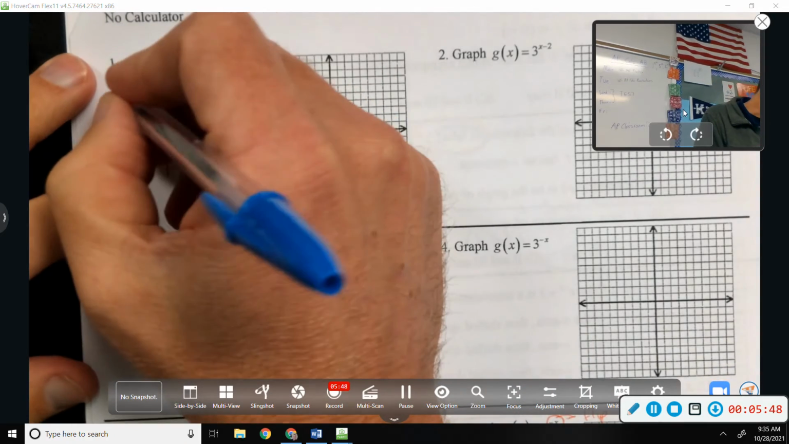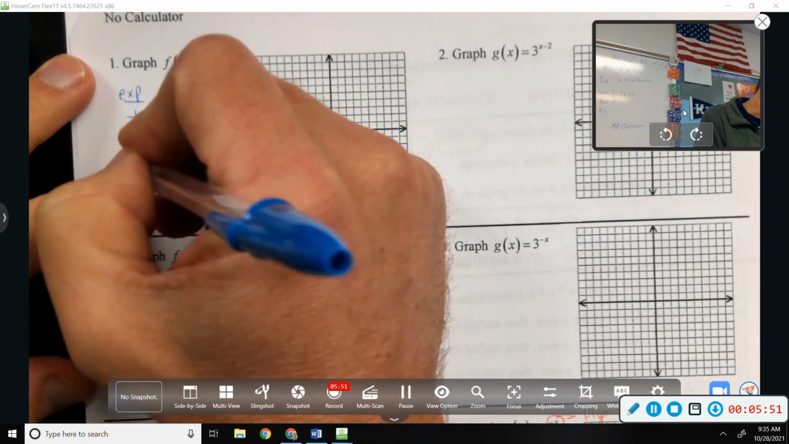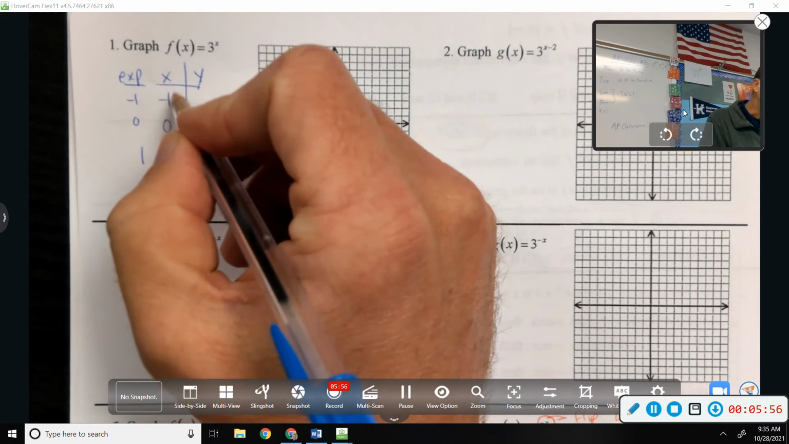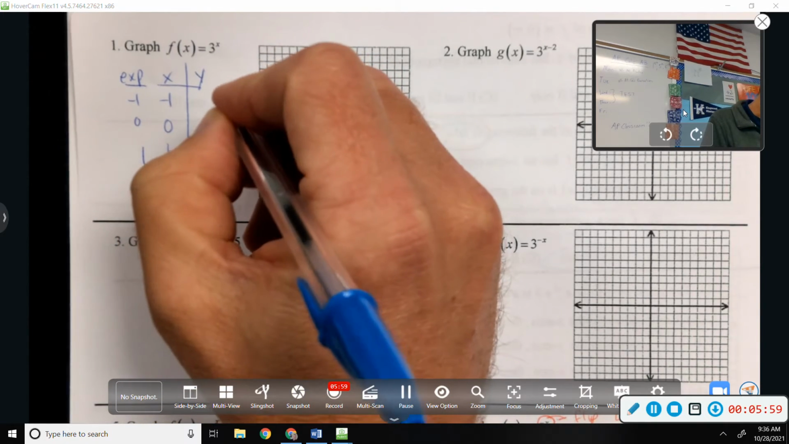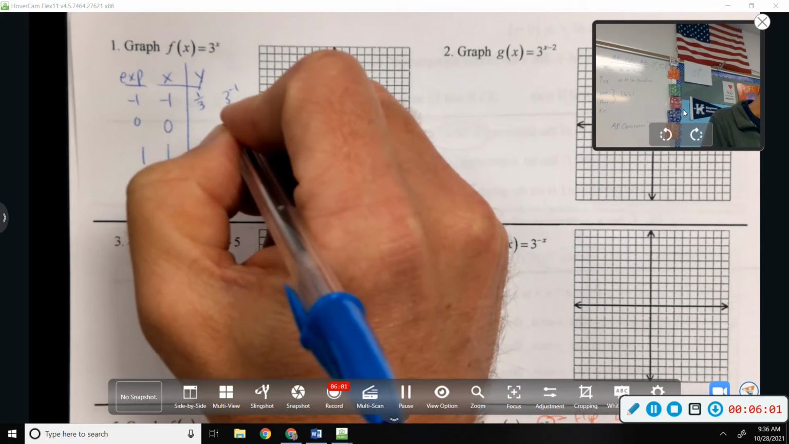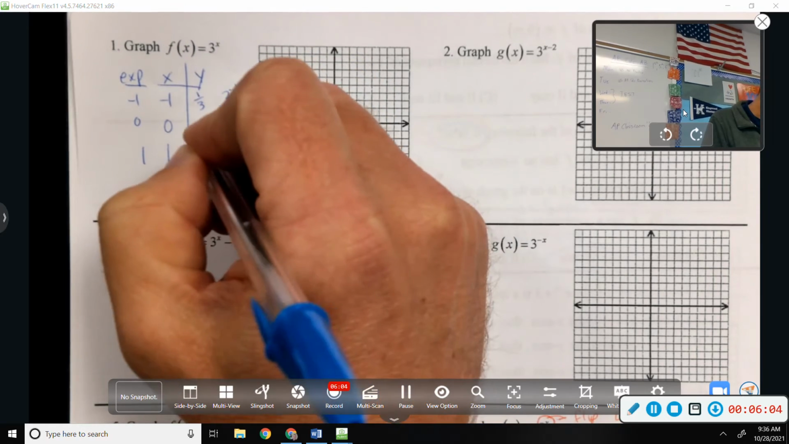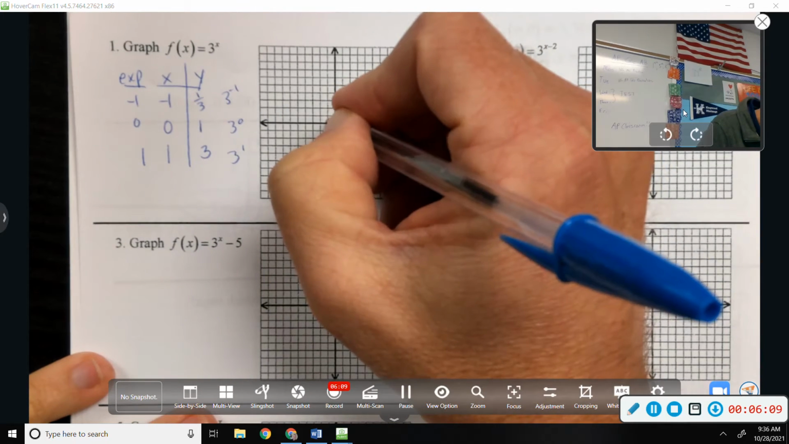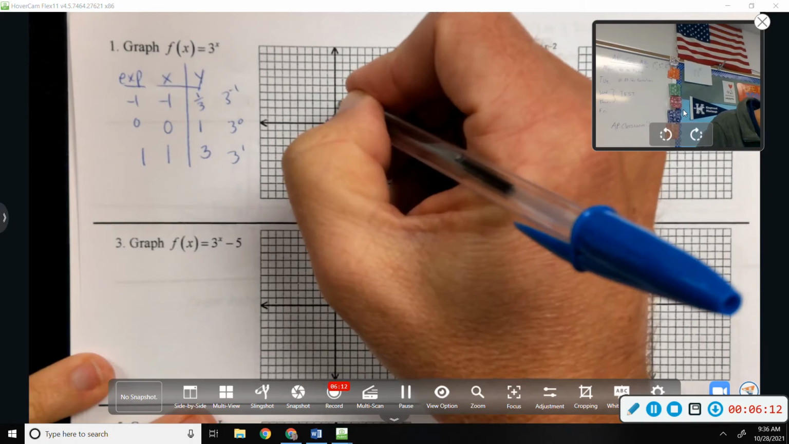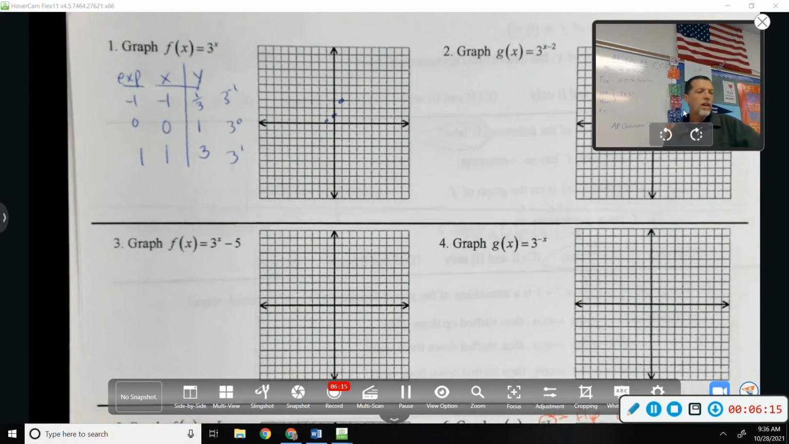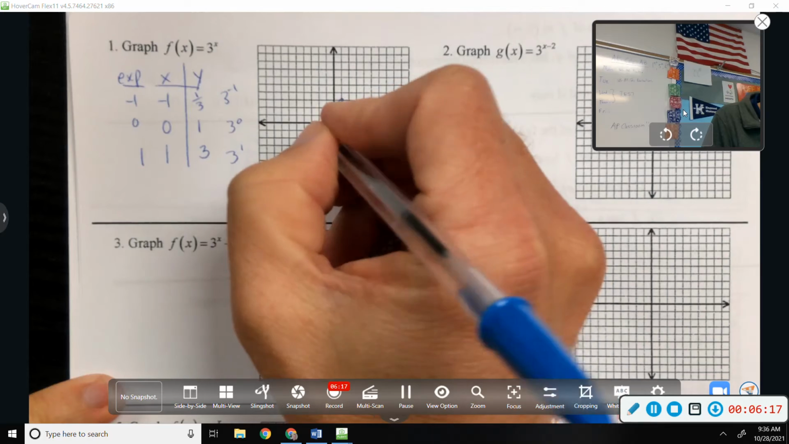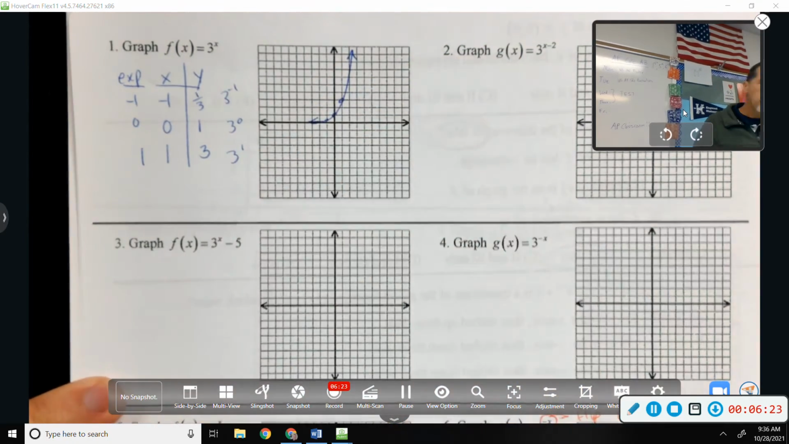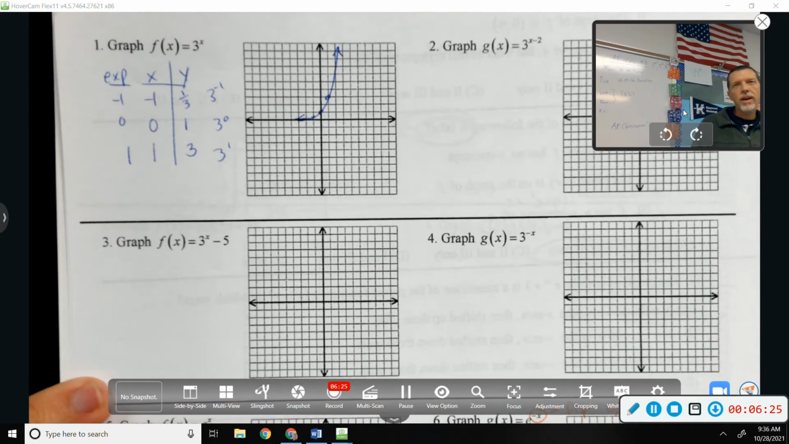Looks like I started this because we always want our exponent to be -1, 0, and 1. So for my parent function, my x will just be -1, 0, and 1. 3 to the -1 is 1/3. 3 to the 0 is 1. 3 to the first is 3. Plot my points. There is an asymptote. We don't talk about it much on these, but there is an asymptote there at y equals 0. And so there's my parent function.